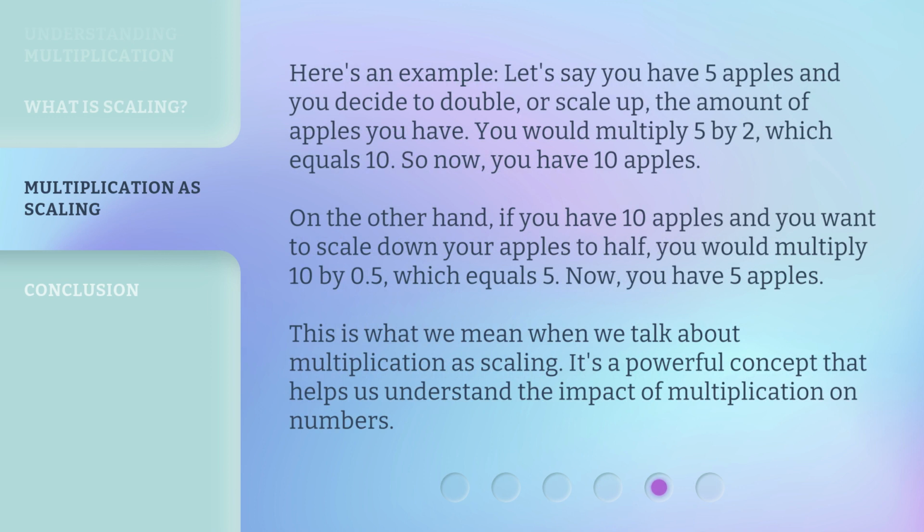Here's an example. Let's say you have 5 apples and you decide to double, or scale up, the amount of apples you have. You would multiply 5 by 2, which equals 10. So now, you have 10 apples. On the other hand, if you have 10 apples and you want to scale down your apples to half, you would multiply 10 by 0.5, which equals 5. Now, you have 5 apples.